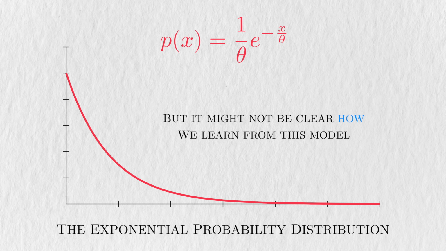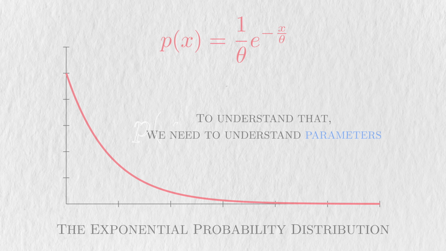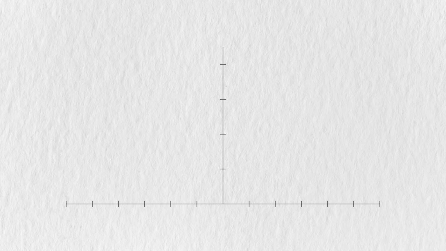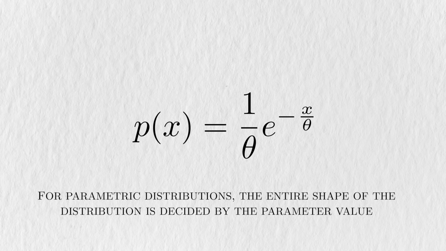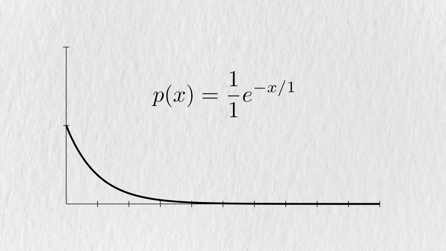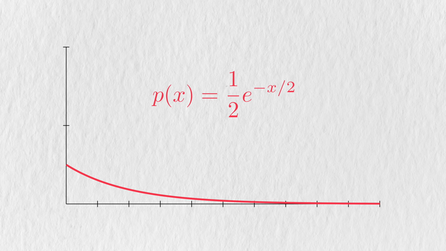But it might not be very clear how we learn from this model. To understand that, we need to understand parameters. The exponential distribution is what we call a parametric probability distribution, or just parametric distribution for short. Generic probability distributions can have really complicated shapes. But with parametric distributions, the entire shape of the distribution is decided entirely by a few numbers called parameters. Here, I'm denoting the parameter for this exponential distribution as theta. If I change the value of theta, you can see that the shape of the distribution also changes, which by extension dictates what lifetimes we're unlikely and likely to see.